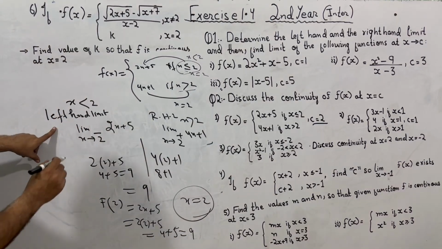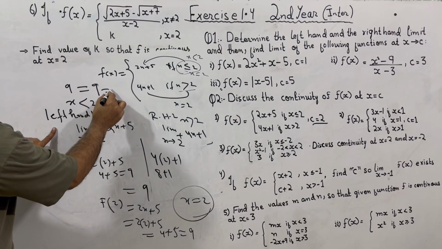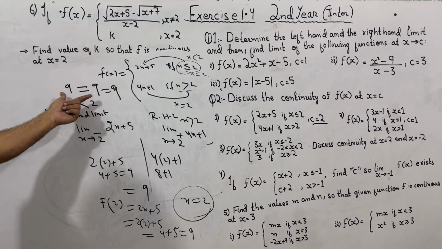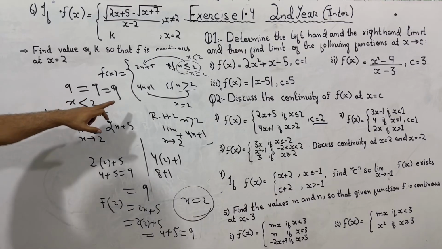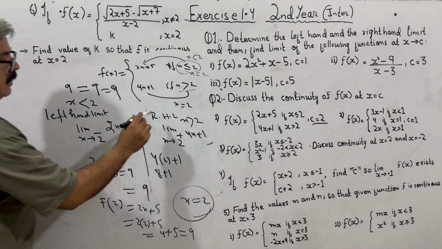Bingo! We have left hand limit 9, right hand limit 9, function value 9. 9 is equal to 9, left hand limit is equal to right hand limit, the limit exists. The function value is the same. Yes, the function is continuous at x equal to 2.